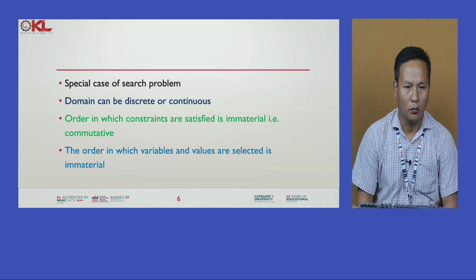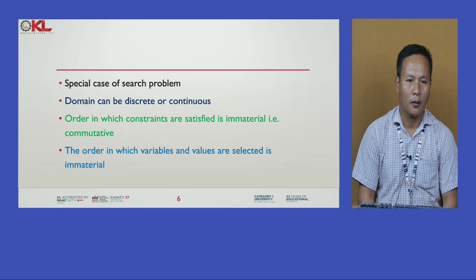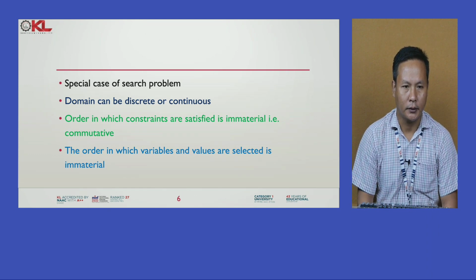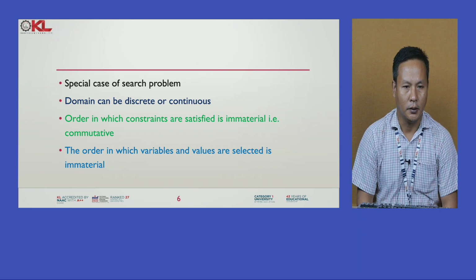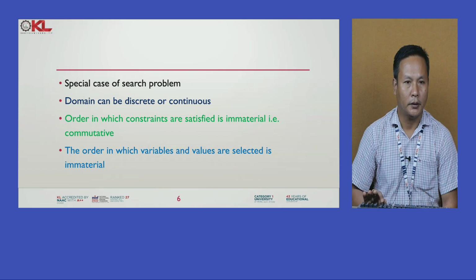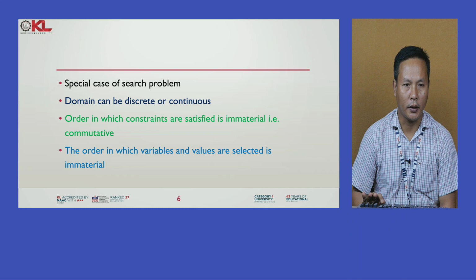The word commutative means the exchange of the order of the assignments. The order in which the variables and values are selected is immaterial. In these problems, the assignments and the order of satisfying the conditions are not important. That is why this condition is flexible. Let us move to the next presentation slide.